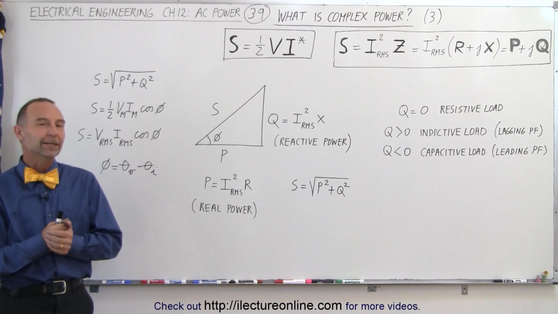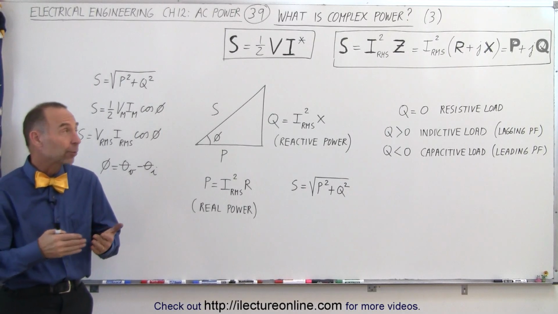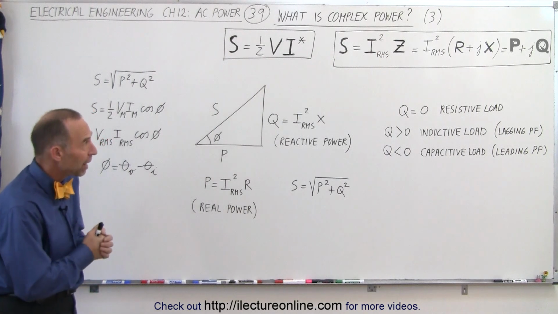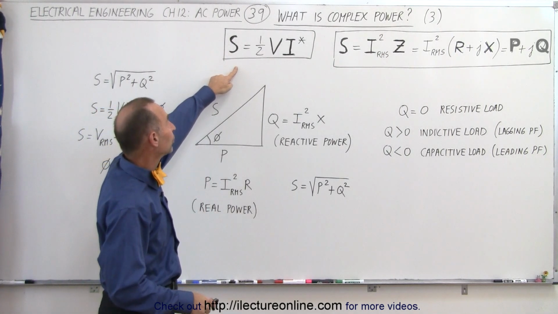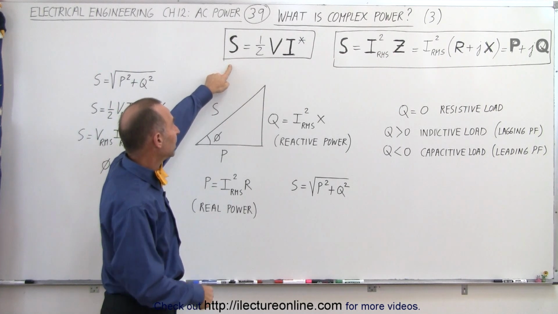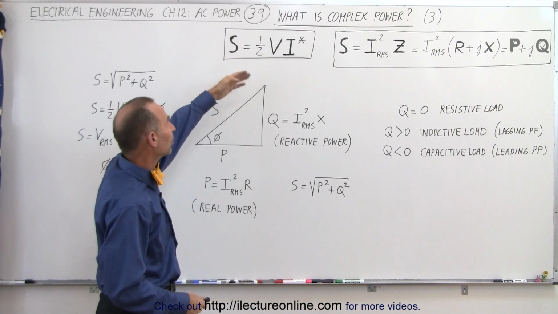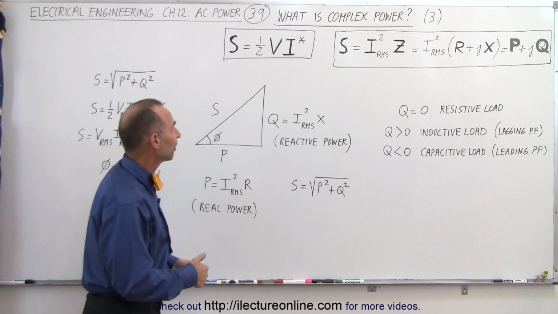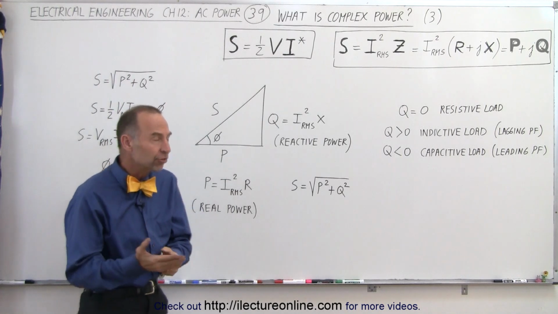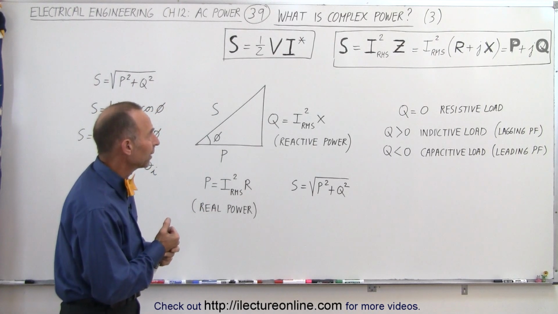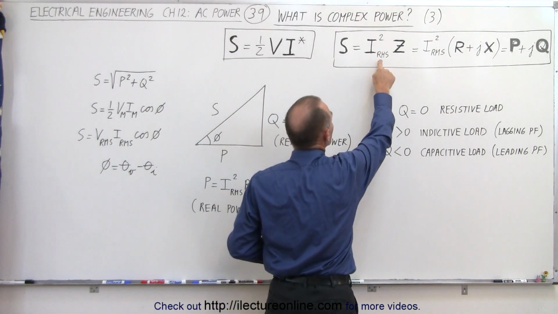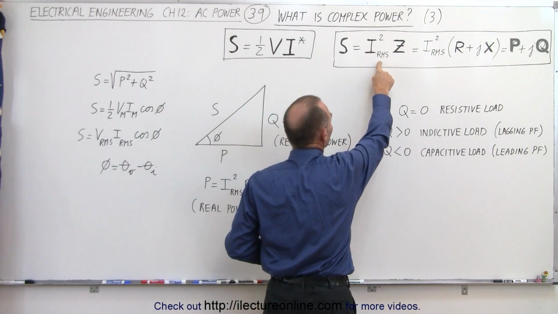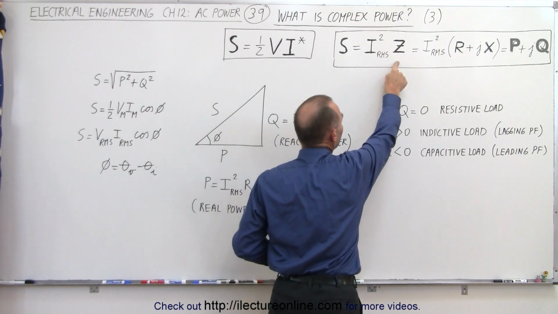Welcome to our lecture online, and here's a third look at what we mean by the complex power. The first two equations we discovered in the previous videos are that the complex power in the phasor format can be expressed as 1/2 the voltage in the phasor format times the complex conjugate of the current in the phasor format. It can also be expressed as I squared Z, where the current has to be the RMS current. Again, these are phasor formats.